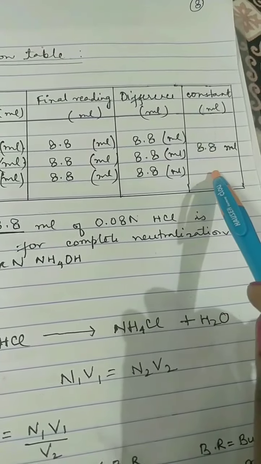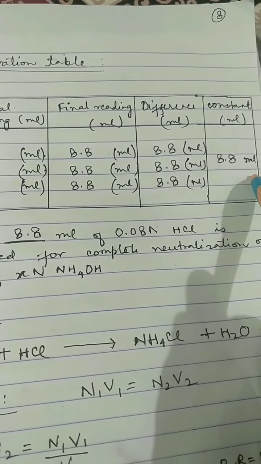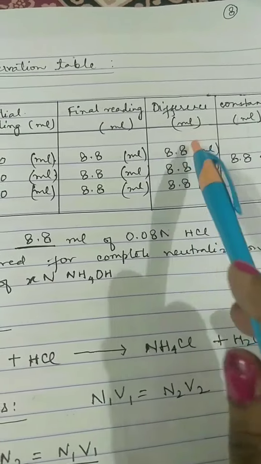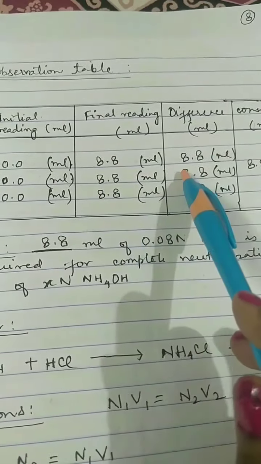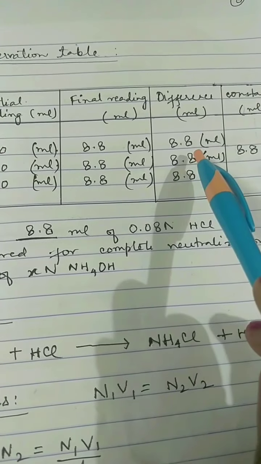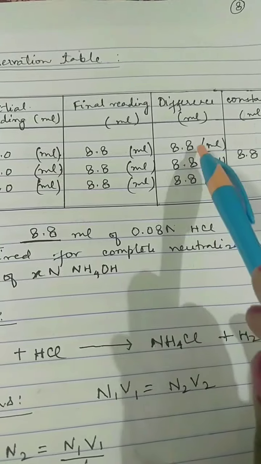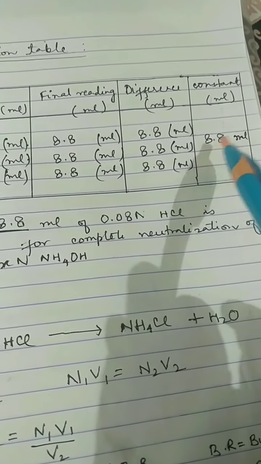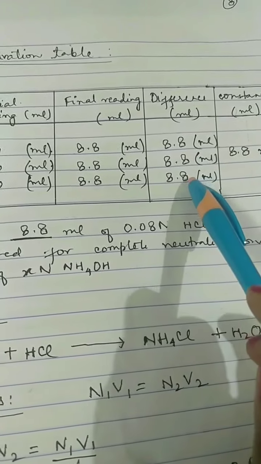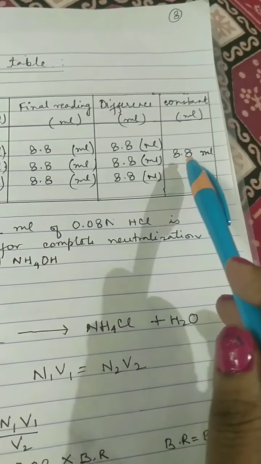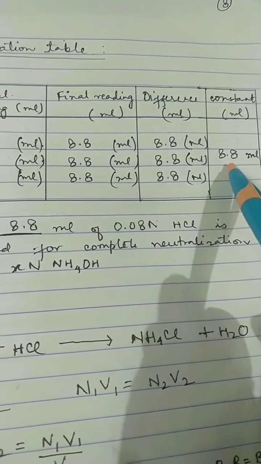Now what is constant? Constant is not always 8.8. Suppose if you are doing this practical, in the first you got 8.9, in the second reading you got 8.8, in the third you got 8.8. So that means as constant we will keep the reading which is exactly the same. The two readings which are exactly the same we will write as or take as constant.